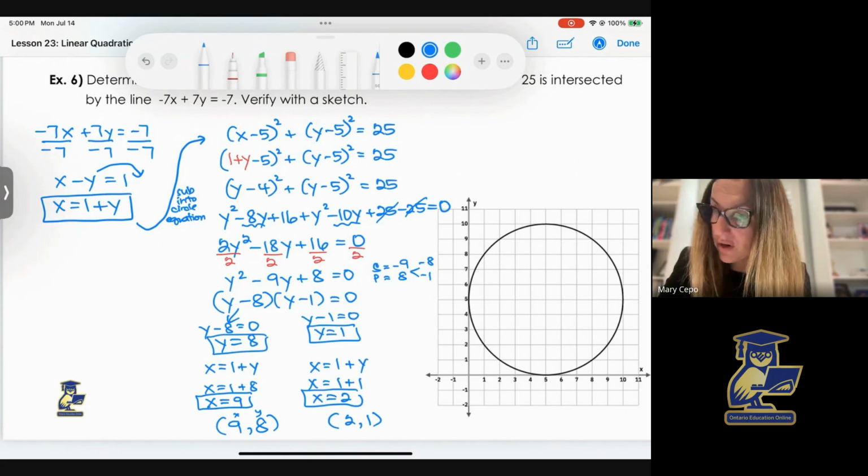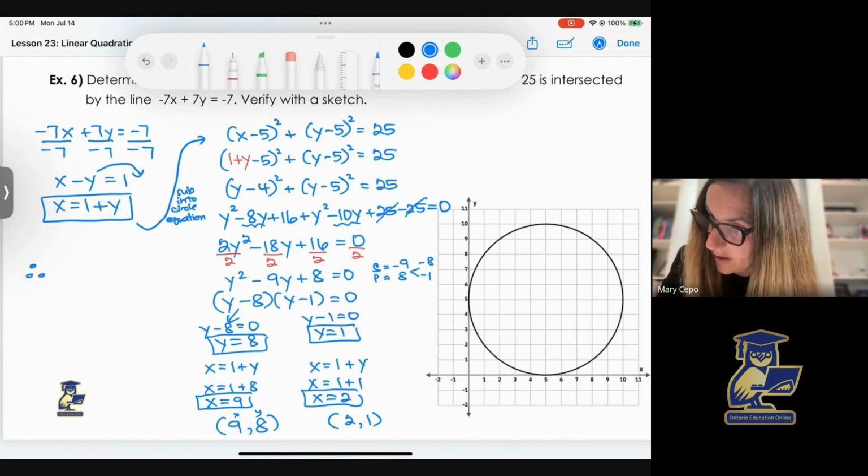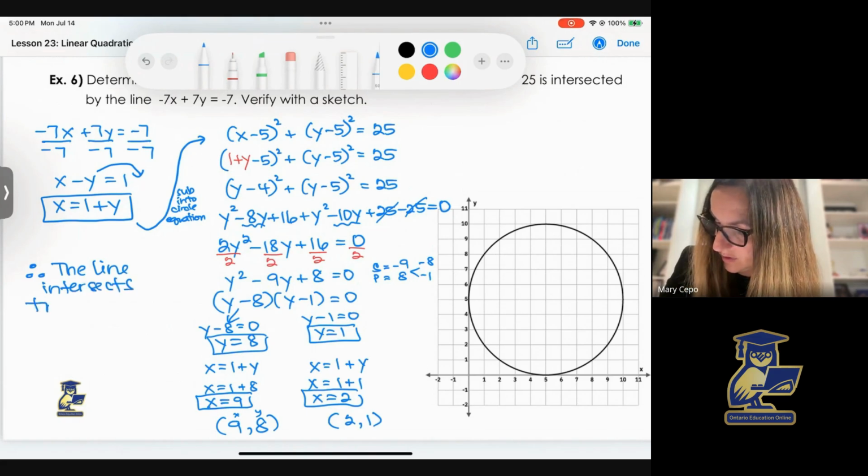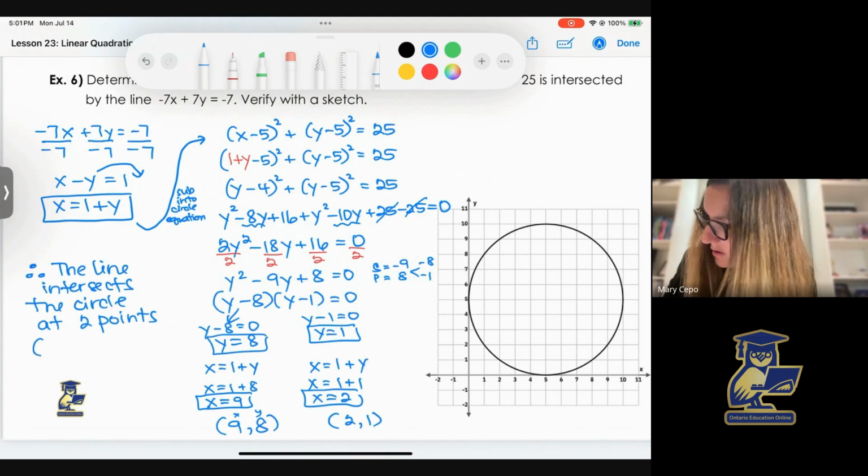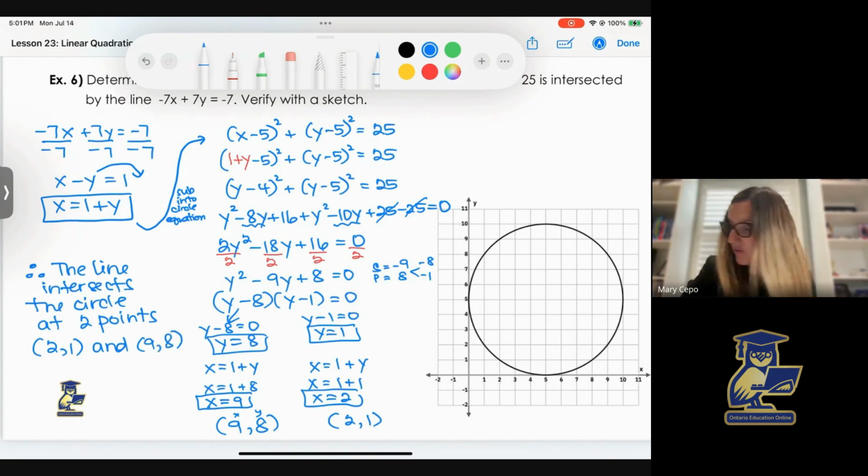Okay, so therefore the line intersects the circle at 2 points, 2 and 1, and 9 and 8. Okay, so verify with the sketch.